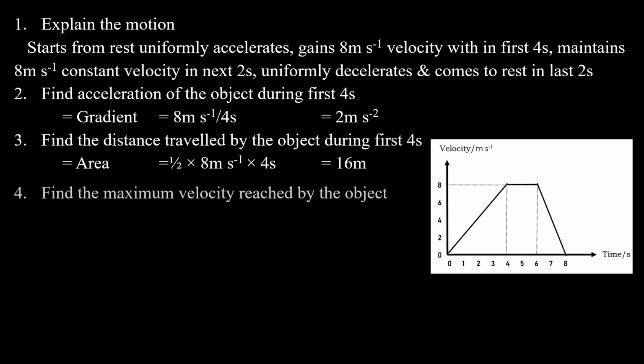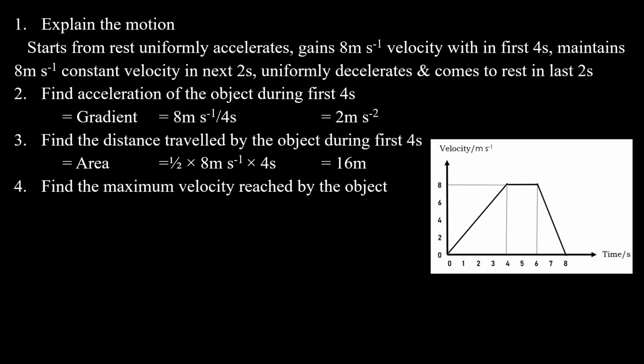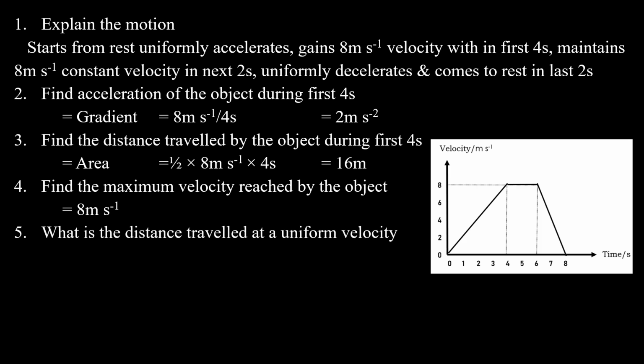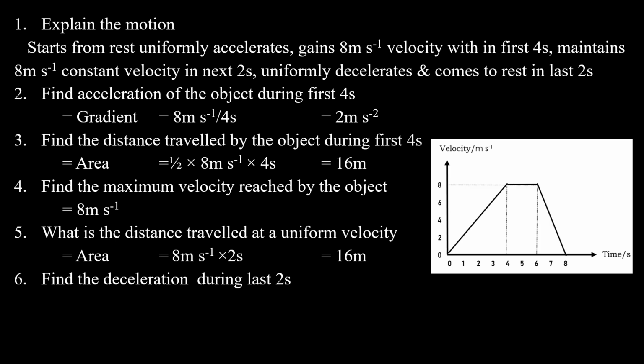Then, find the maximum velocity reached by the object. It is 8 meters per second. You just can get it directly from the graph. Then they ask, what is the distance traveled at a uniform velocity? That means from 4 seconds to 6 seconds. So you can see the shape is a rectangular shape. So how to calculate the area? 8 meters per second into 2 seconds. Again it's 16 meters. Then find the deceleration during last 2 seconds.